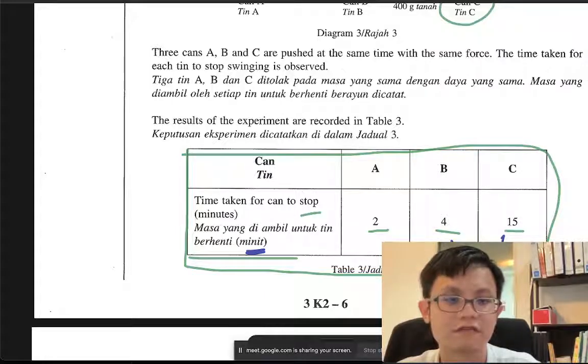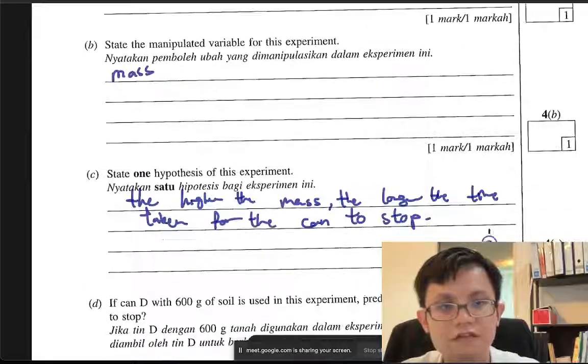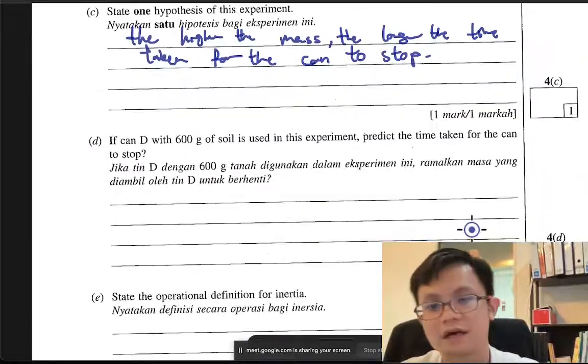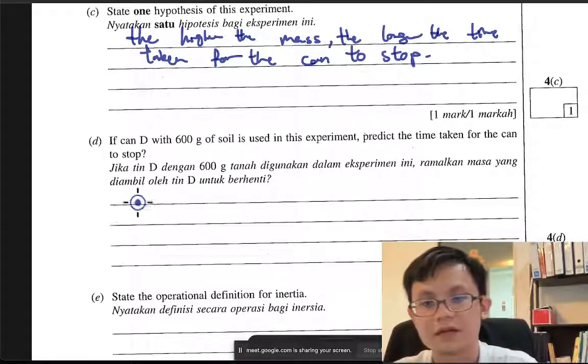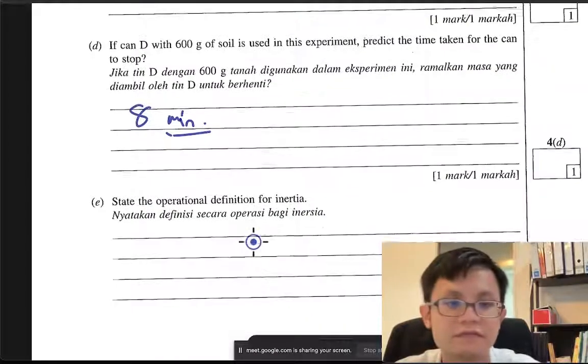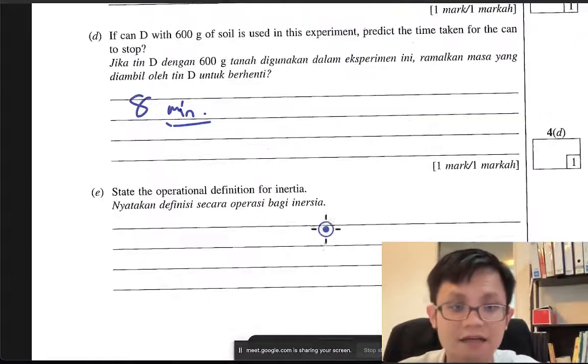or 11, or 12. Up to you. So let's say you put here 8 minutes, for example. Remember to write minute. Don't write second, or don't write just 8.